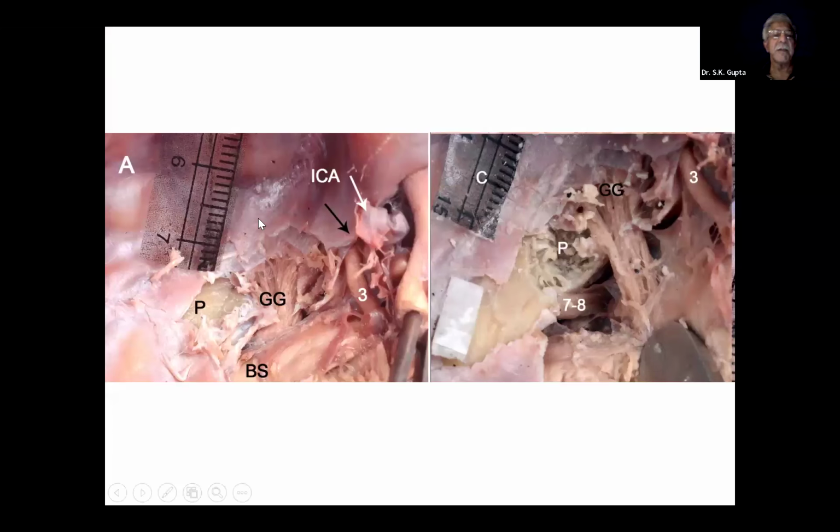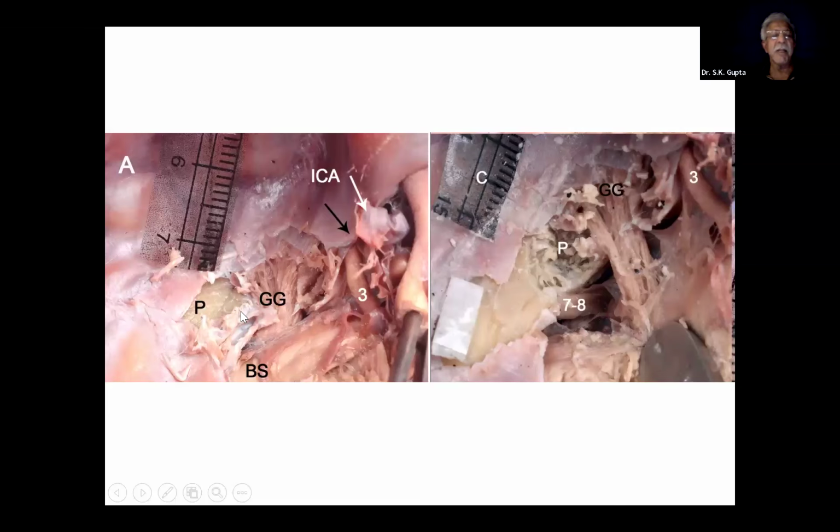So further, same dissection, the tentorial edge, the optic nerve, the carotid artery. This is the third nerve seen here. The fourth nerve is not seen, probably because it has been cut. And once you cut the tentorium here, you are on the gasserian ganglion. And you retract the gasserian ganglion medially. This is the petrous bone which has to be drilled.